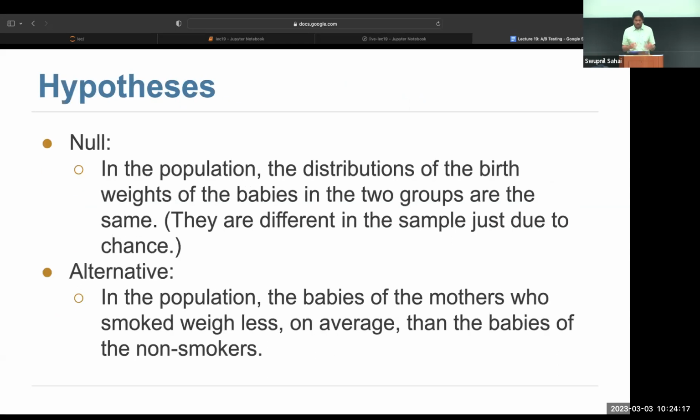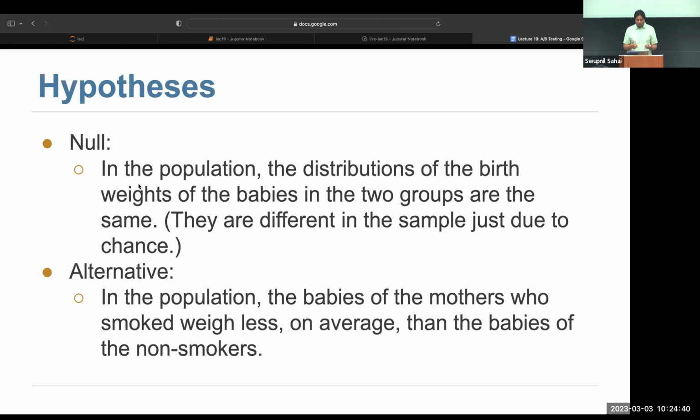And so the way to write down the hypotheses is going to be a little bit different than the way we've done them so far. For the null hypothesis, we're going to say in the population, the distributions of the birth weights of the babies in the two groups are the same. These are like random samples from these two distributions. The distributions are essentially the same. Any differences we see in the sample are just due to chance. So that's the null hypothesis.